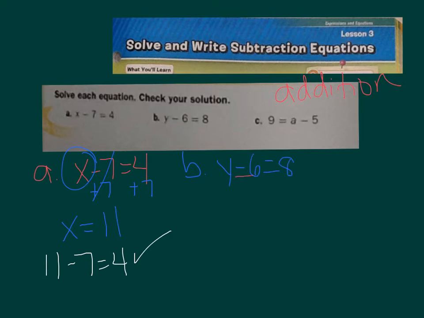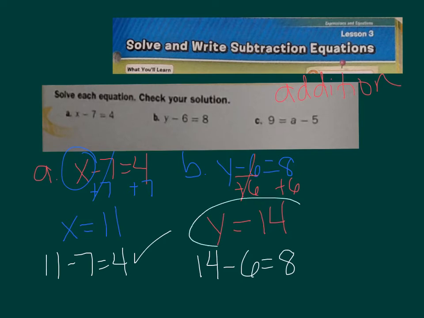Again, I'm subtracting 6, so I'm going to want to add 6 to both sides. So y is what I'm left with on the left side, because the 6's cancel. And then I have 8 plus 6, which is 14. When I go to check, I should have 14 minus 6 equals 8, just plugging 14 in for y. And it is, so it works out.